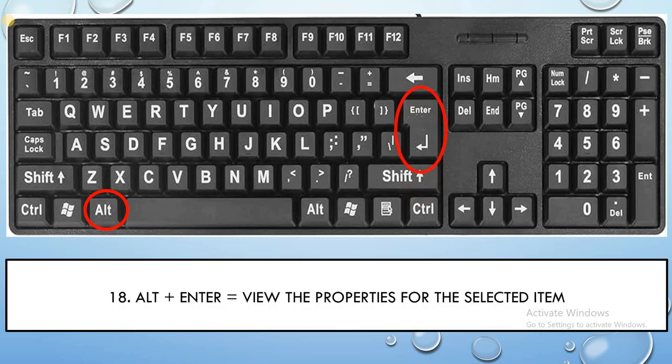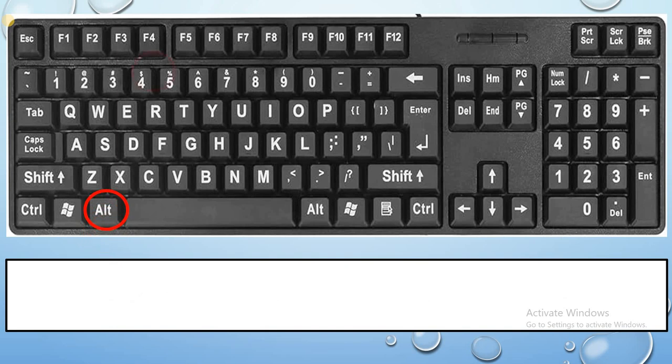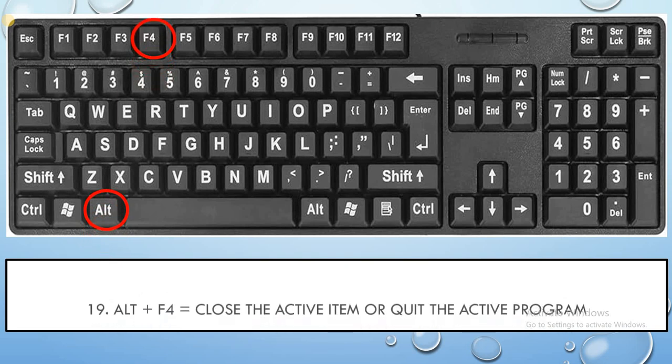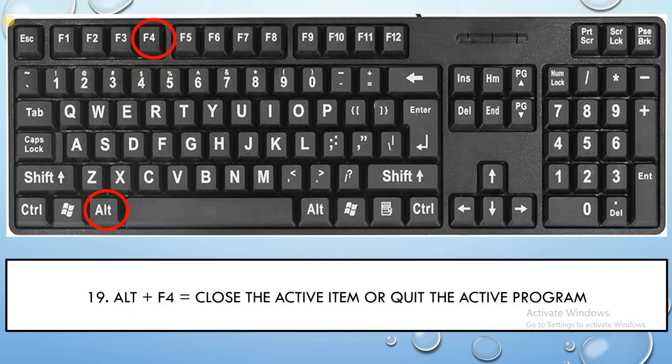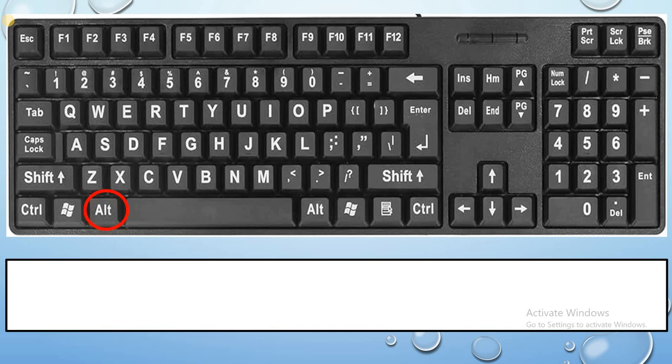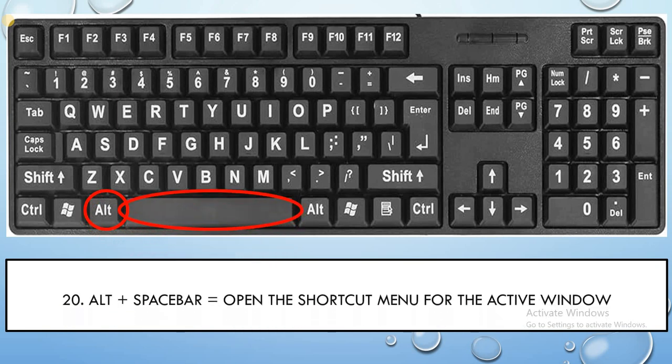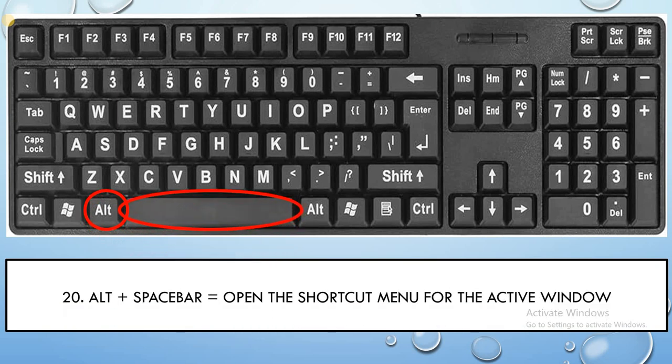18. Alt plus Enter, used to view the properties for the selected item. 19. Alt plus F4, close the active item or quit the active program. 20th. Alt plus spacebar, open the shortcut menu for the active window.